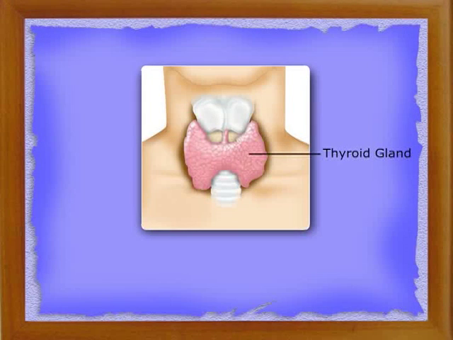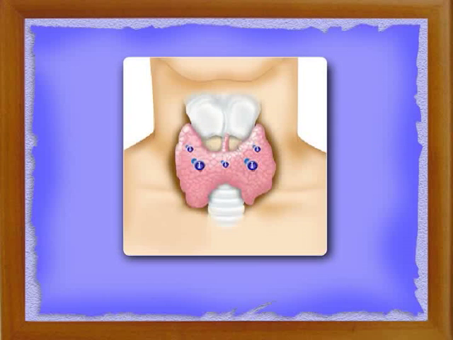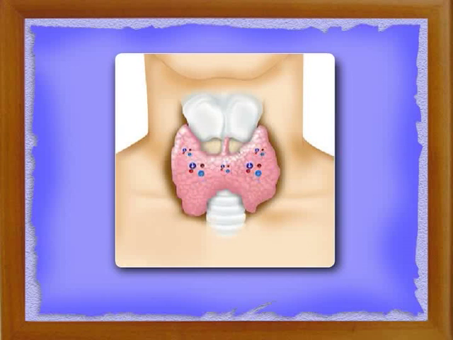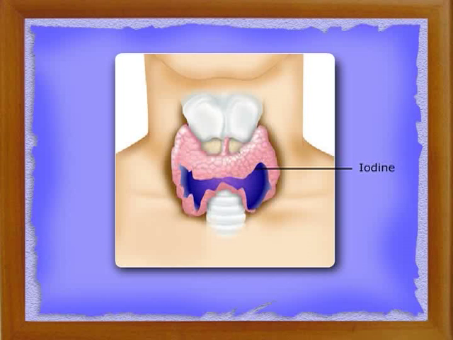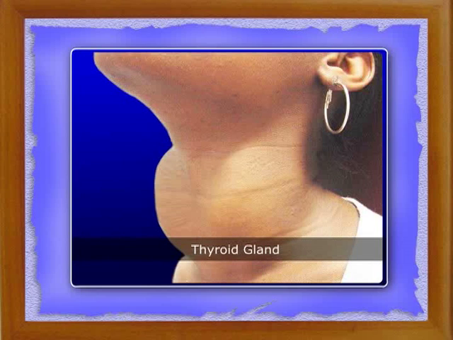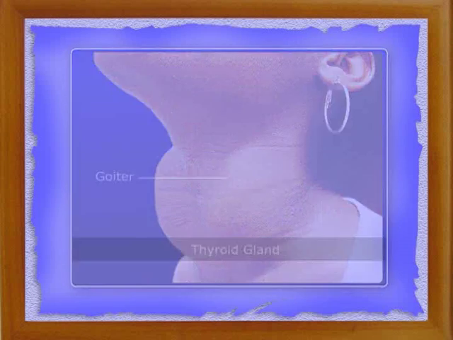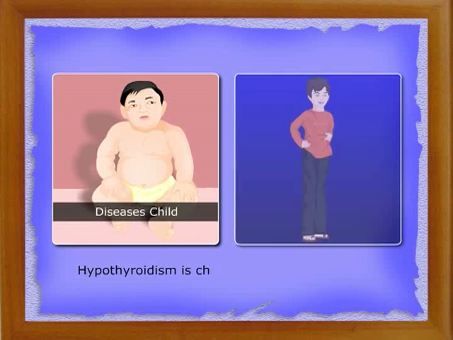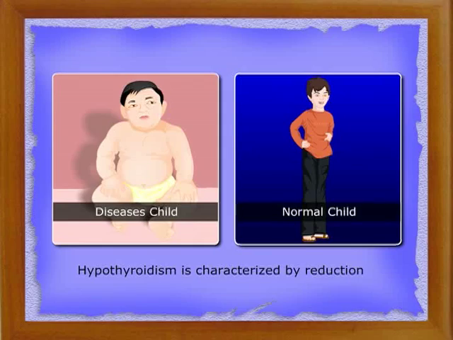Most of the iodine is present in thyroid glands. Iodine is required for the production of thyroid gland hormones, and it is the only function of iodine. Therefore, the deficiency of iodine results in hypothyroidism, which results in the enlargement of thyroid gland. This enlargement of thyroid gland is called goiter. Also, hyperthyroidism is characterized by reduction in growth.